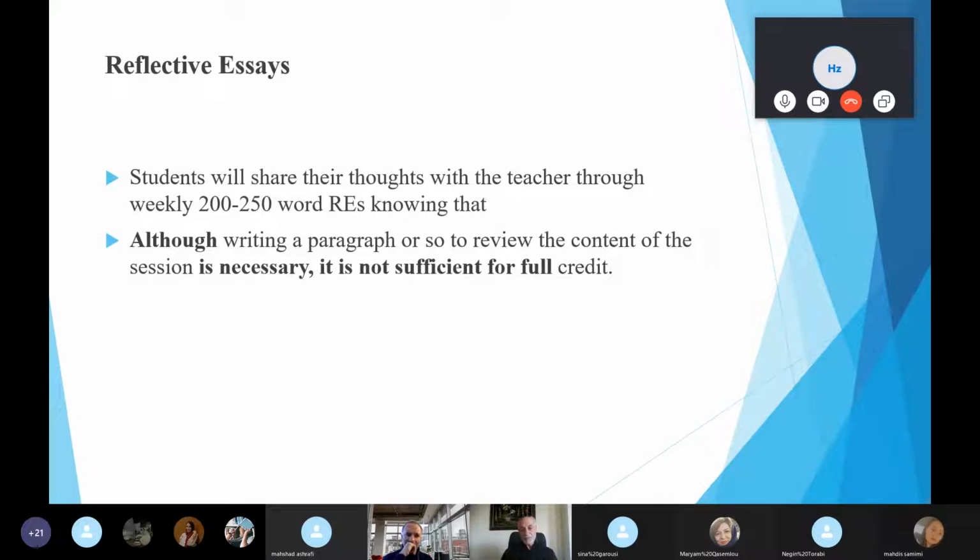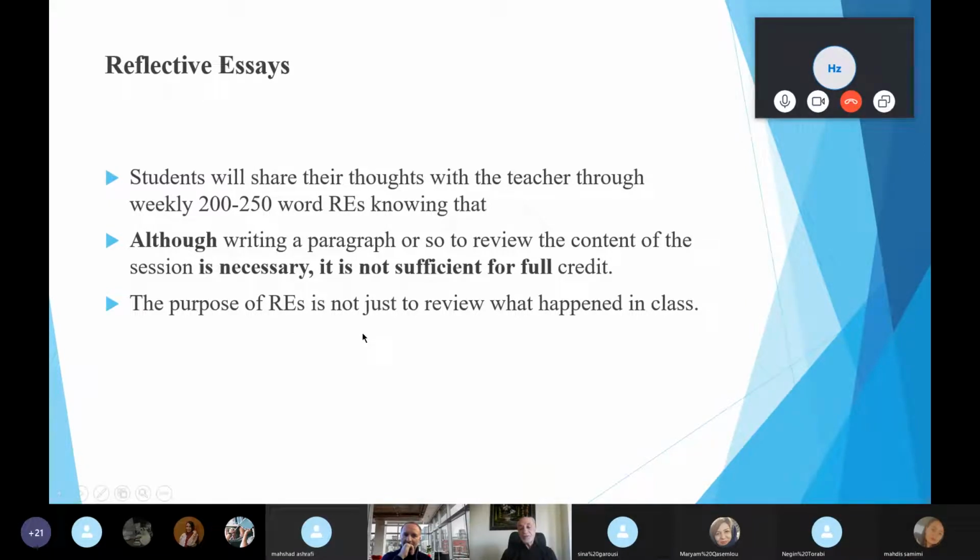They know that writing a paragraph or so is necessary but not sufficient, because it has a very small point, like half a point out of 100. The purpose of RE is not just to review, but to create discussion. The REs should include their impression of the efficiency of the class, what they learned more, what they learned better, where they had problems, where they experienced boredom. All these perceptions and attitudes would be reflected in the reflective essays, and then you will read them and pick up frequent points and share them with the class.